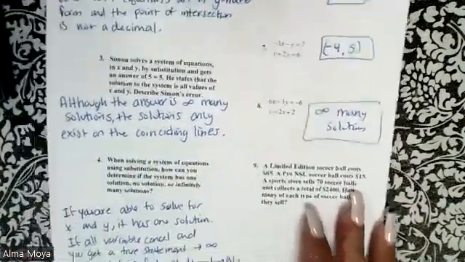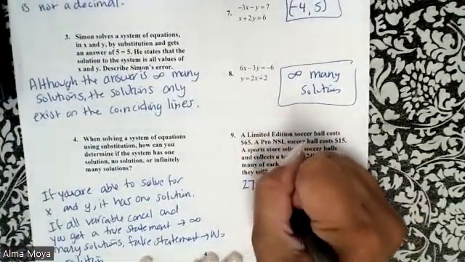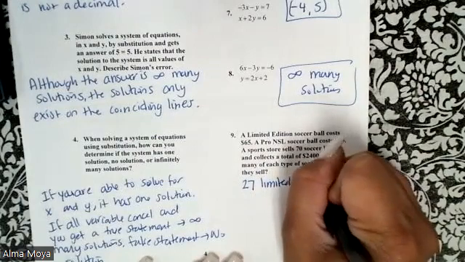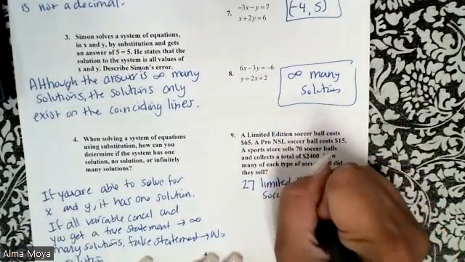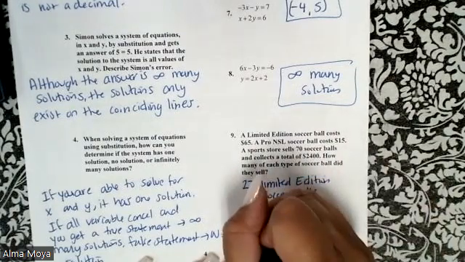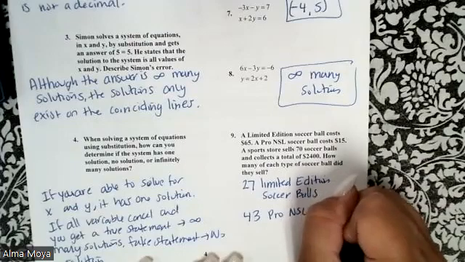And then on the last one, it's going to be 27 limited edition soccer balls and 43 pro NSL soccer balls.